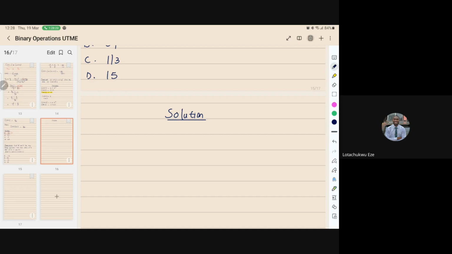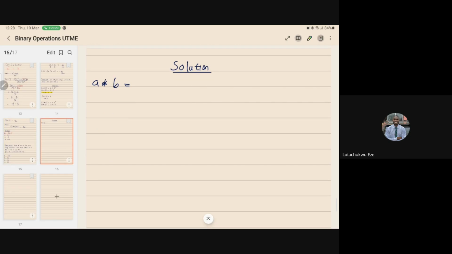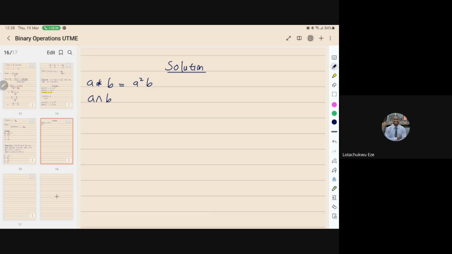So what are the rules that were given? They said that A * B is equal to A squared B. And the other one is A # B is equal to 2A plus B. Now, we want to find the first one, which is minus 4 * 2. Then we'll have that symbol 7 * minus 1.